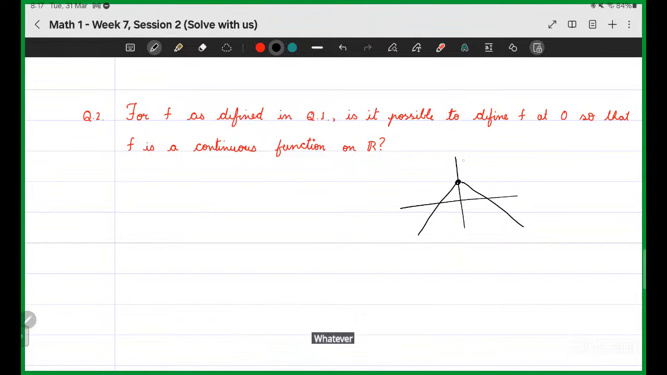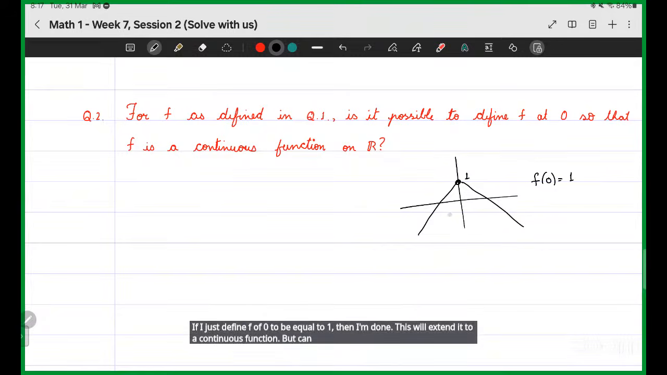Whatever this value is, suppose this is at a height 1. If I just define f of 0 to be equal to 1, then I'm done. This will extend it to a continuous function. But can this be done for the case sine of 1 by x?